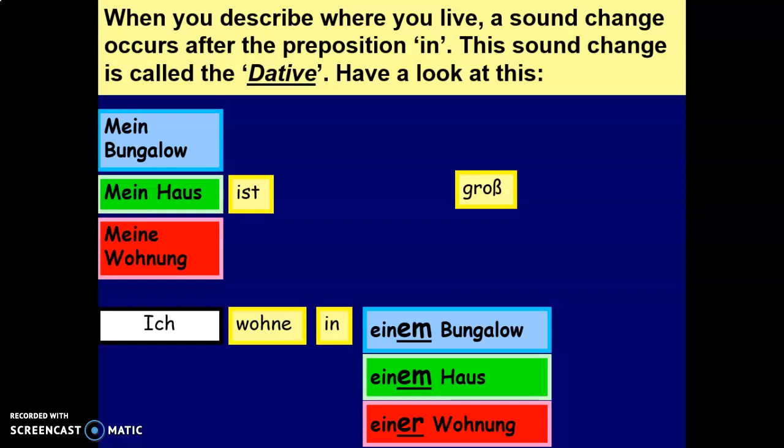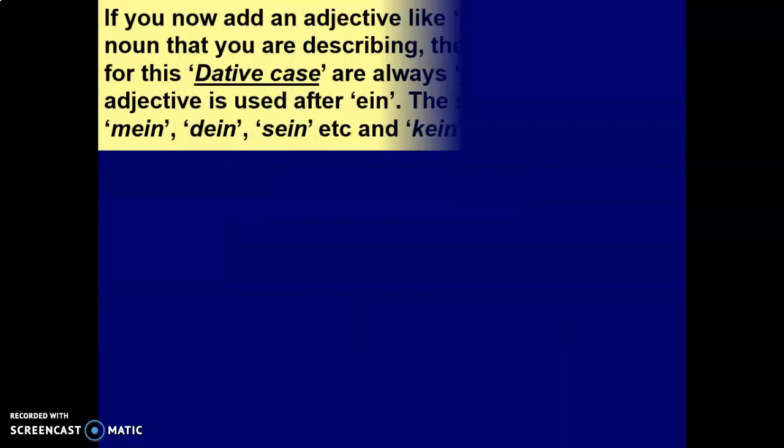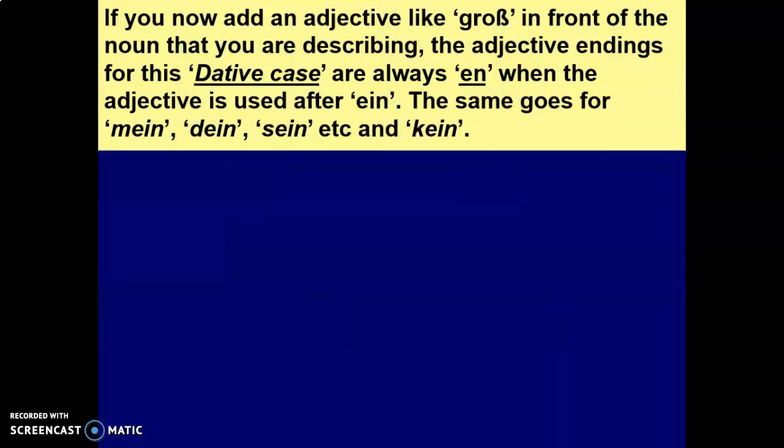When we want to add an adjective to this, we need to think about an ending for the adjective. If you now add an adjective like groß in front of the noun that you're describing, the adjective endings for this dative case are always en. So that's pretty easy to remember. You always put an en when you're using an adjective. And the same is true for mein, my, dein, your, sein, his, and kein, none.